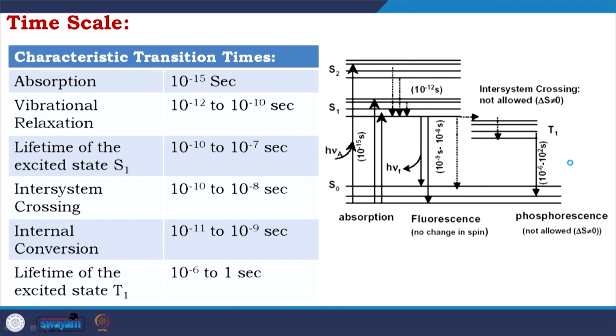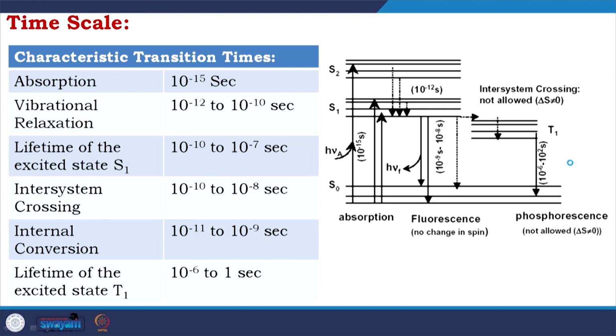So, what are the time scales of those conversions? For absorption, the time scale is 10 to the power minus 15 second. For vibrational relaxation, 10 to the power minus 12 to 10 to the power minus 10 second. For lifetime of the excited state S1, 10 to the power minus 10 to 10 to the power minus 7 second. Intersystem crossing, 10 to the power minus 10 to 10 to the power minus 8 second. Internal conversion, 10 to the power minus 11 to 10 to the power minus 9 second. Lifetime of the excited state T1, 10 to the power minus 6 to 1 second.